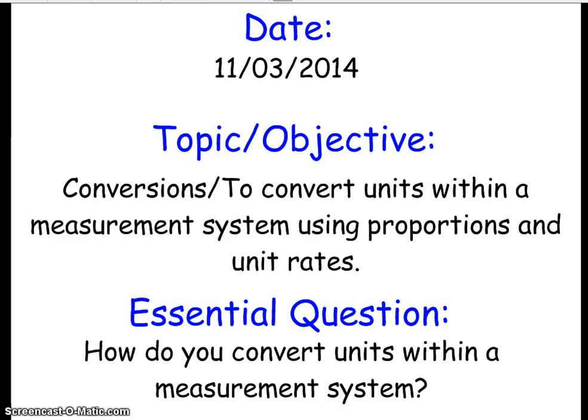Our topic is now going to be about conversions, and the objective is to convert units within a measurement system using proportions and unit rates. The essential question you should be able to answer at the end of the notes: how do you convert units within a measurement system?